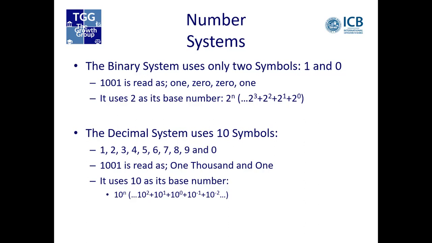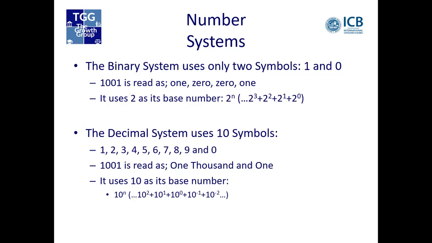Now, there's another number system that we are going to use in this course, and I'm going to do this in part 5 of module 2, and that is called the binary system. The binary system is the system that computer scientists use, and it forms the basis of any computer language. It has only 2 symbols, and these 2 symbols are 1 and 0. If we take that same sequence of digits that we had in the decimal system, the 1001, we read it as 1001, and it uses 2 as its base number.